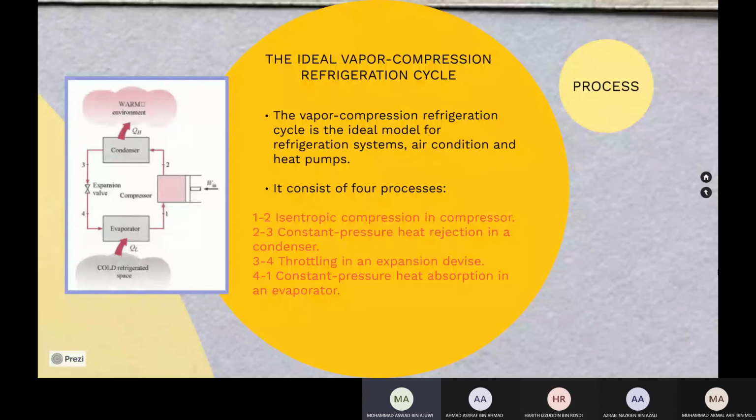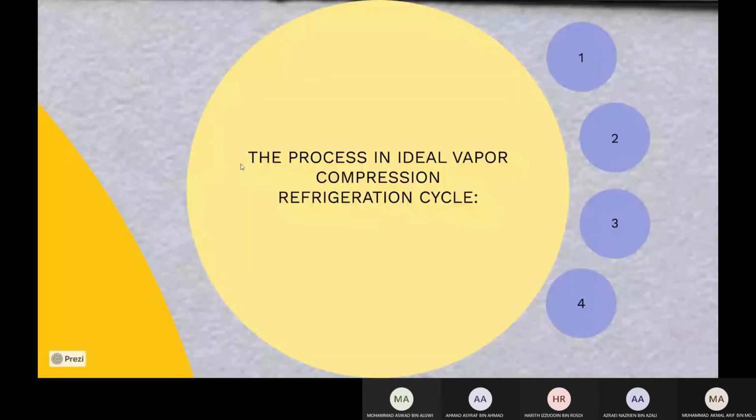It consists of four processes: from 1 to 2, isentropic compression in a compressor; 2 to 3, constant pressure heat rejection in a condenser; 3 to 4, throttling in an expansion device; and 4 to 1, constant pressure heat absorption in an evaporator. The process in the ideal vapor compression refrigeration cycle.